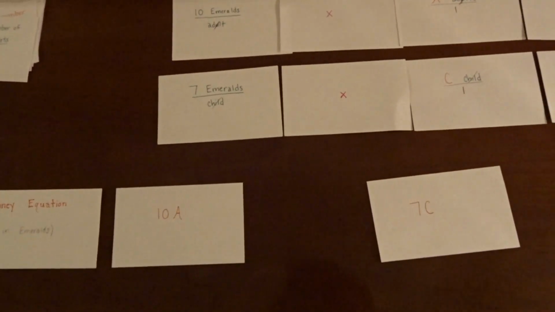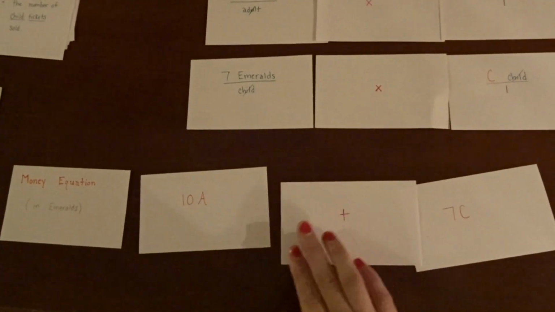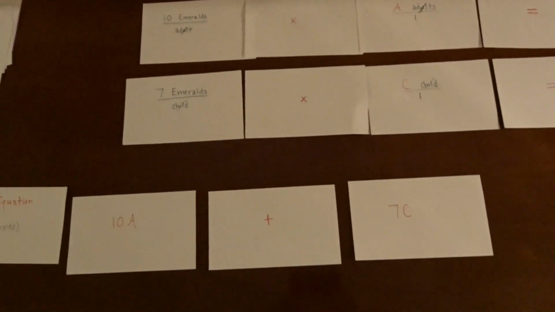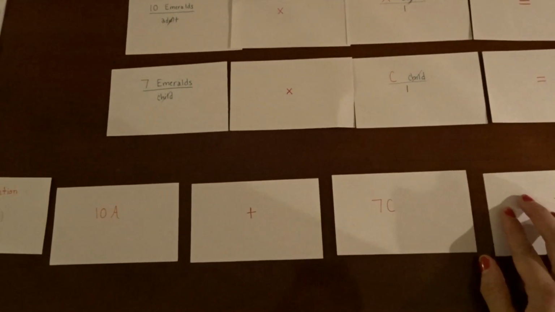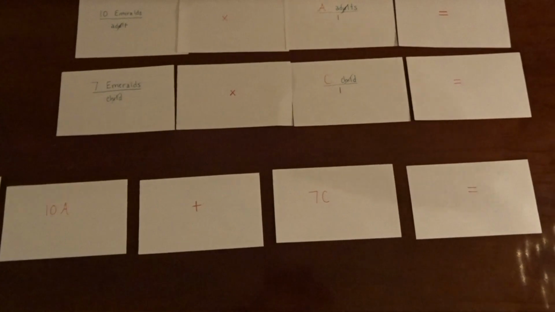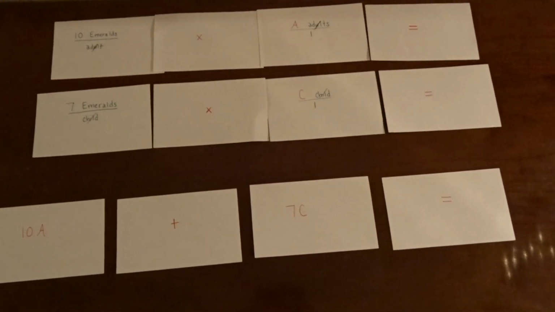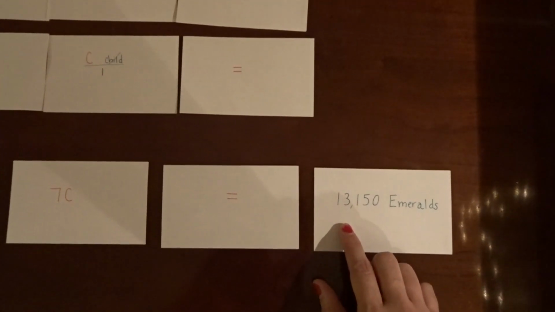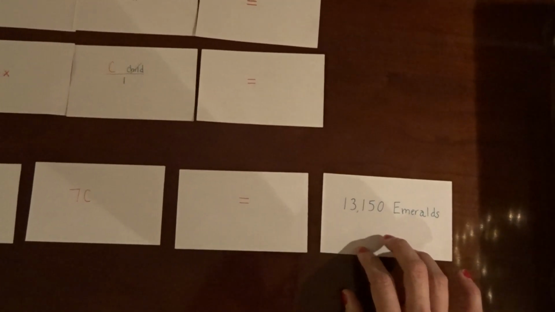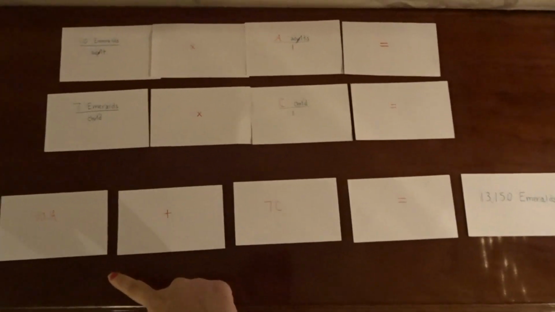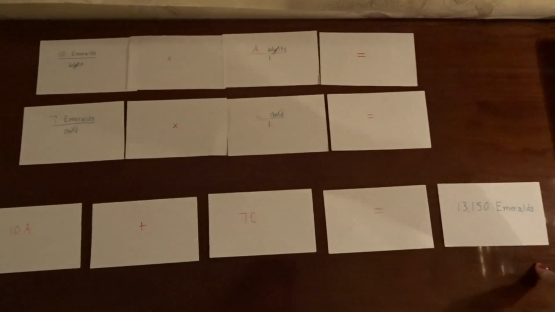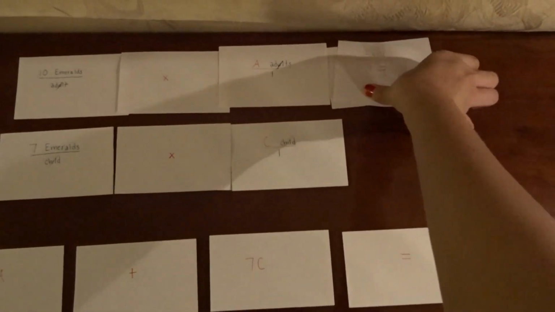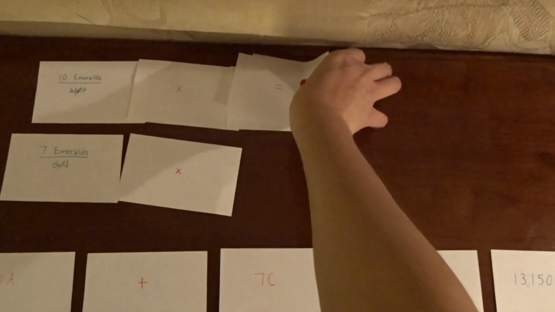So our money equation in terms of emeralds. We have 10A plus 7C is equal to the number of emeralds that was collected. And how much was that? It was 13,150 emeralds. So our first equation is all set up. And it looks beautiful. Let's go ahead and set up our second equation.